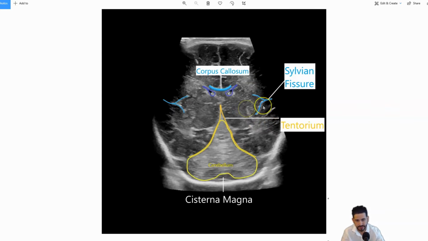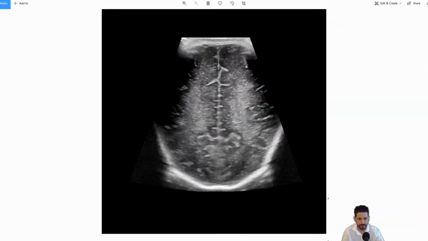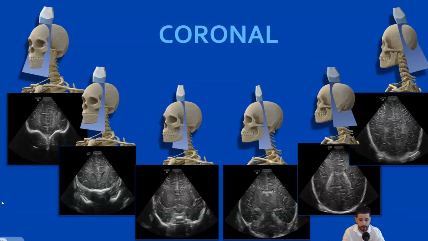So again, Sylvian fissures or lateral sulcus. Then slightly more posterior to the level of the choroid plexus. So you got your lateral ventricles here, choroid plexus, interhemispheric fissure, a piece of the corpus callosum, and finally, all the way posterior. So here you got your interhemispheric fissure, occipital lobe, and periventricular white matter. So those are the coronal views.